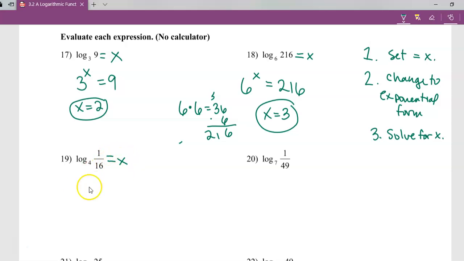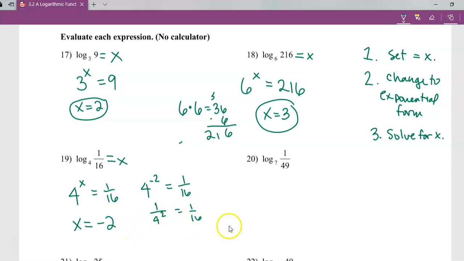Okay, number 19. Set it equal to x, change forms. 4 to the x power equals 1 over 16. This has a 1 over, which tells me x has to be negative. 4 squared is equal to 16, so here x would have to equal negative 2, right? If I have a negative exponent, that's the same as 1 over 4 squared, which is equal to 1 over 16.